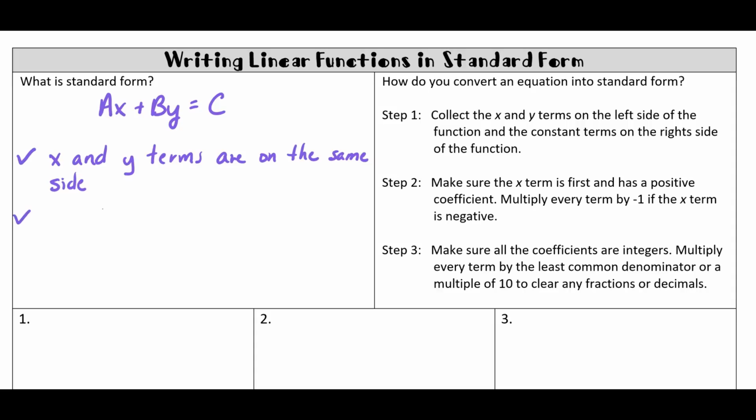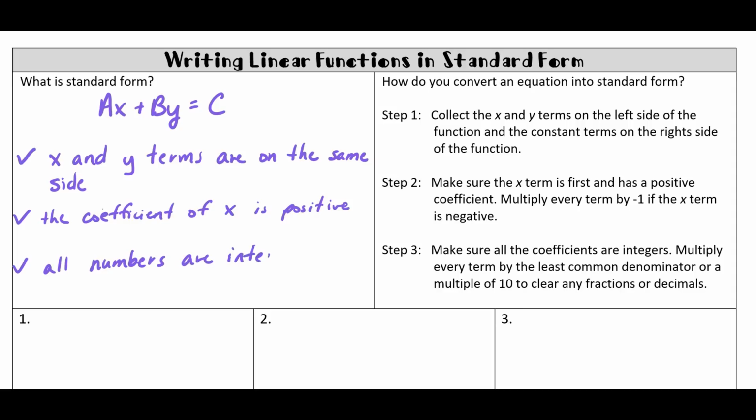Our second criteria is that the coefficient of x is positive. So when I'm talking about the coefficient of x, I'm talking about the a, the number in front of x, which in this case is the capital A. That must be a positive number. And then our third criteria is that all our numbers are going to be integers. This means no fractions or decimals.